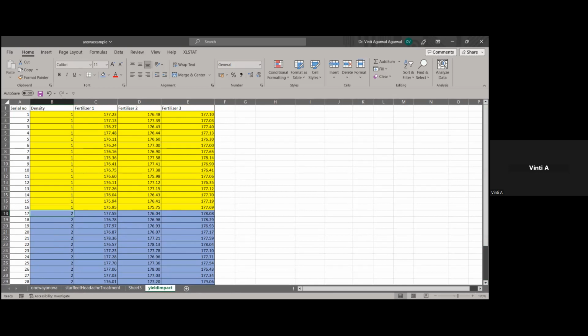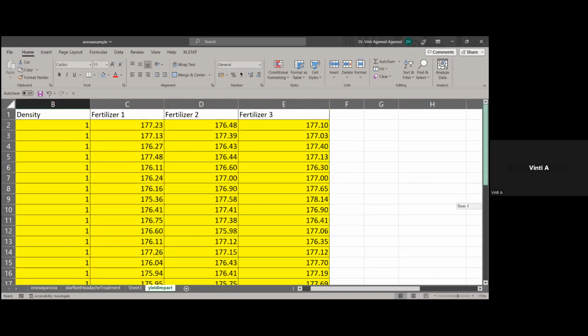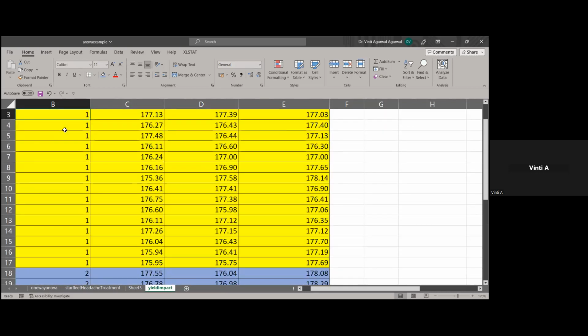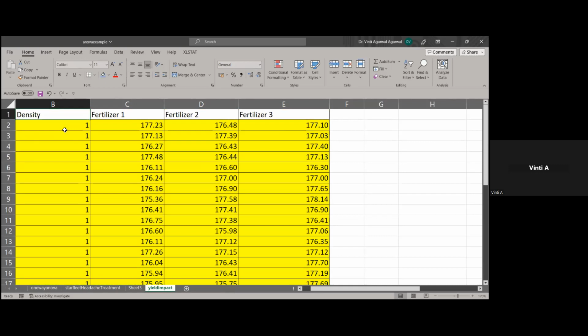Can everybody see this? Fertilizer 1, 2, and 3, and density 1 and density 2. So what do we have? We have one factor which is the type of fertilizer, and the second factor is the density of the crop cultivation that we are doing. Has everybody got this? This is how the data needs to be arranged.